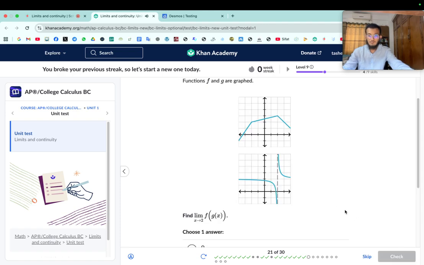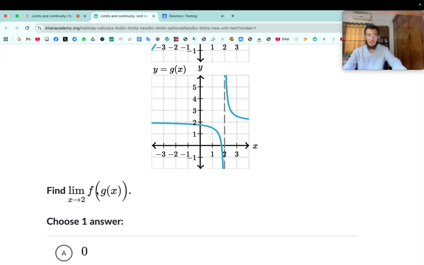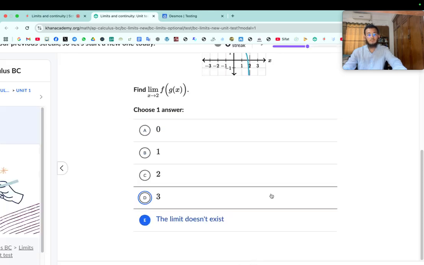There you go. Functions f and g are graphed. They're asking us to find the limit of, first of all, we find the limit of g(x) because g(x) is inside, as x tends to 2. So as x tends to 2 here, as you can see, the limits from the negative side and the positive side are not equal. Therefore, it doesn't exist.